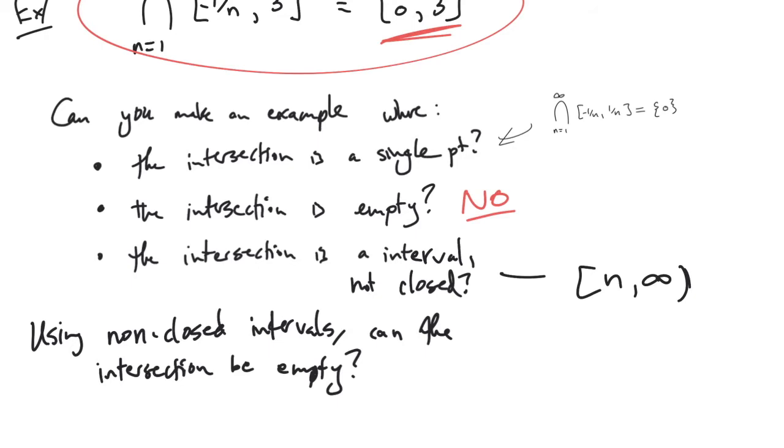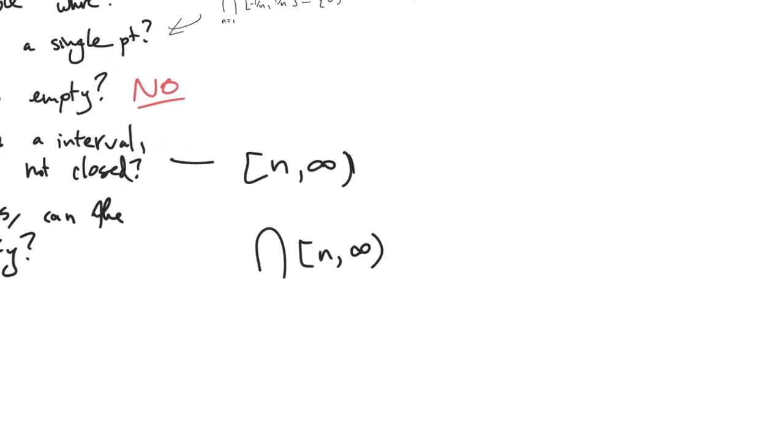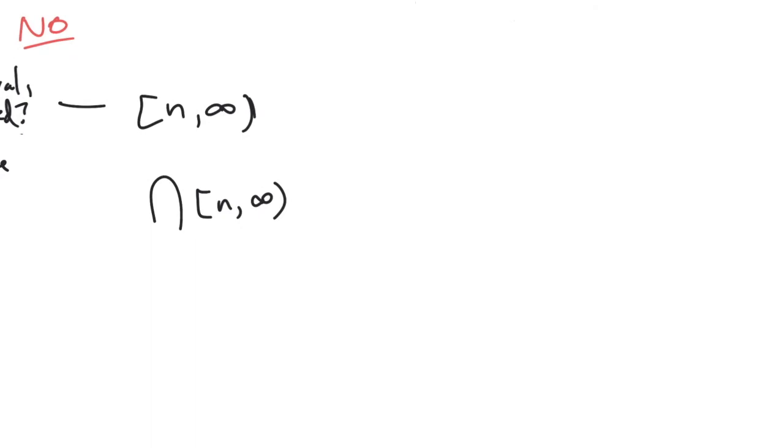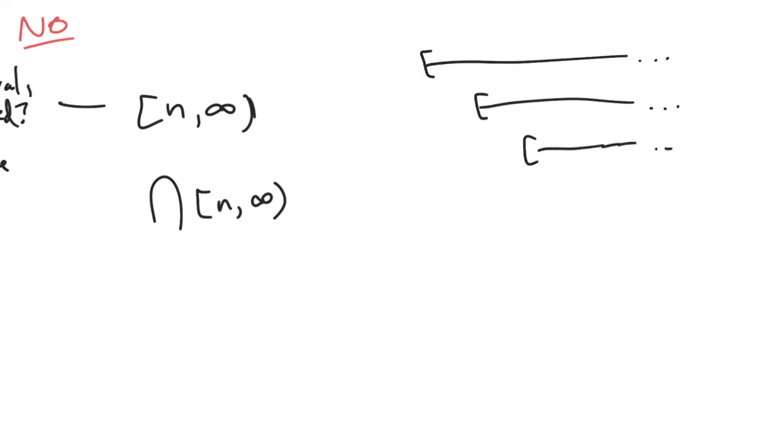Anyone else can say too. What if I take the intersection of n to infinity? On a number line, what these look like is, the first one, say, starts at 1 and just goes on forever. The next one starts at 2 and goes on forever. The next one starts at 3 and goes on forever. What would the intersection be? That is, what are all the numbers which are in all of these?